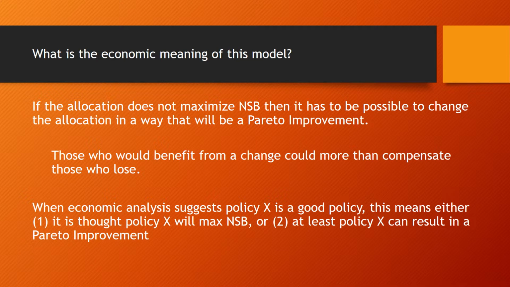So, this optimality model tells us a lot about how economists think about government policies and actions. When an economist says, from the efficiency perspective, that policy X is a good policy, the meaning is that the economist thinks the policy will either maximize net social benefit, or, at the very least, that policy X can result in a Pareto improvement by causing the allocation to get closer to the optimal quantity, Q star.